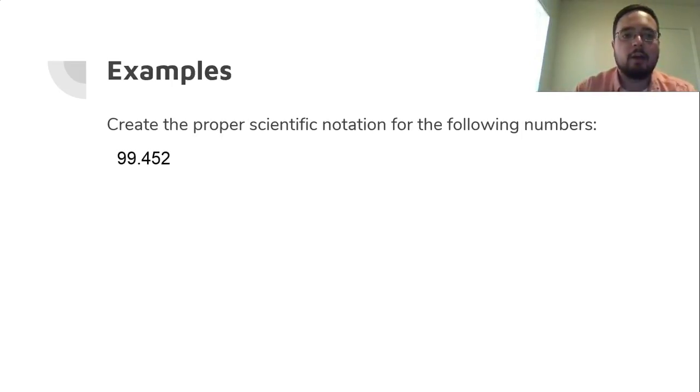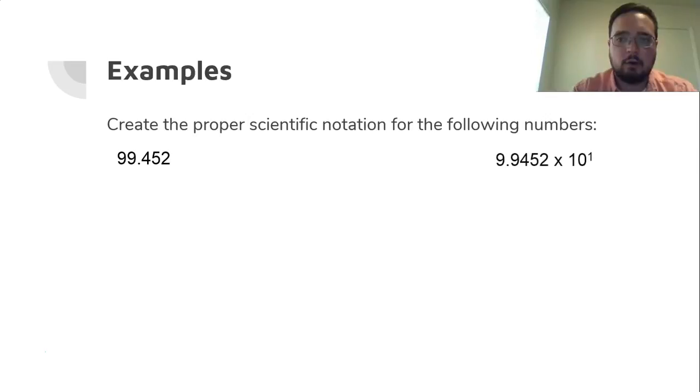So, first one, 99.452. I want you to create a scientific notation for this number. One thing you have to ask yourself is that it's a decimal number, but is it smaller than 1? If it's smaller than 1, then you might want to start thinking about negative exponents. This is not the case. So just take a second and see if you can figure this one out.